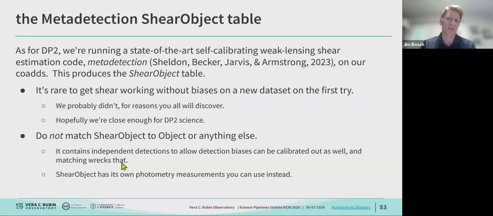Instead, shear object includes some photometric measurements of its own. And so if you're doing weak lensing or other cosmology studies, and you need to use shear object, you need to be very careful how you get other quantities that you want to relate to those objects.